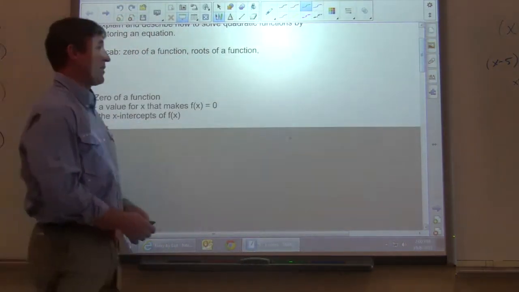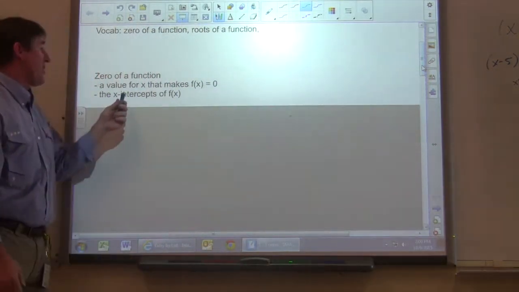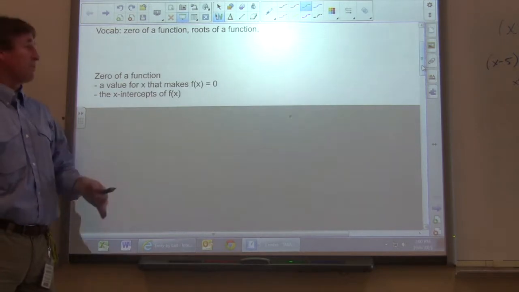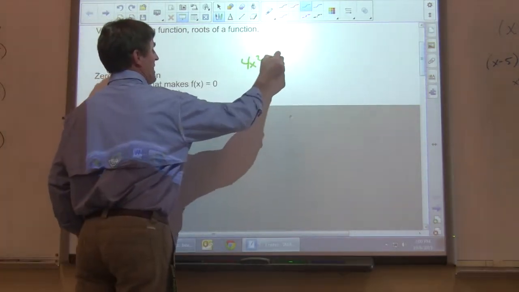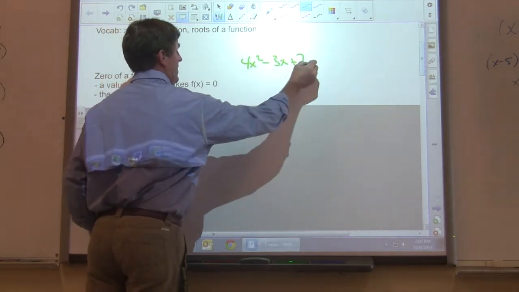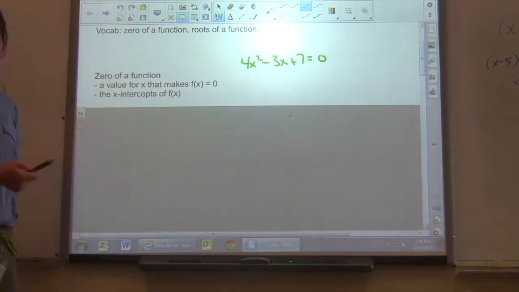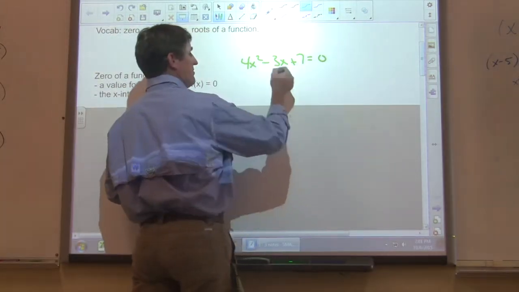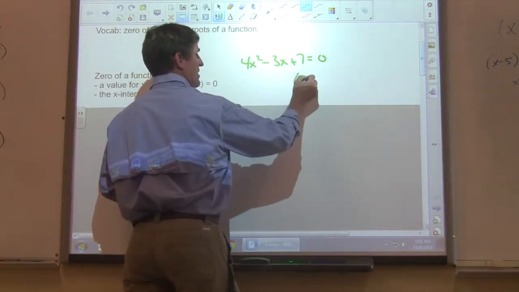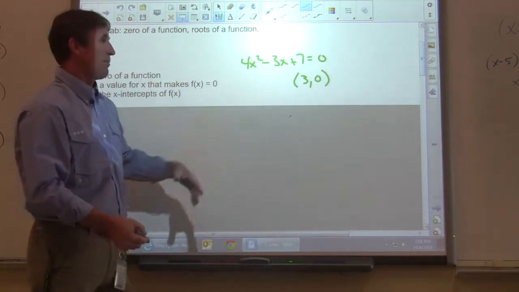So a zero of a function. The zero of a function is a value for x that makes f of x equal to 0. So if I have like 4x squared minus 3x plus 7, the zeros are the values of x that will make that a true statement, make it equal to 0. Which means if, let's say, when I put in 3 I got out 0. That's not the case, but it's an example.